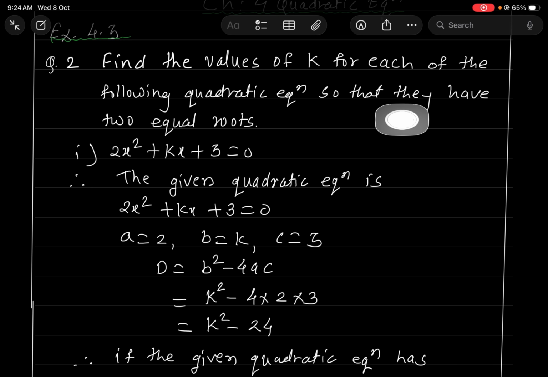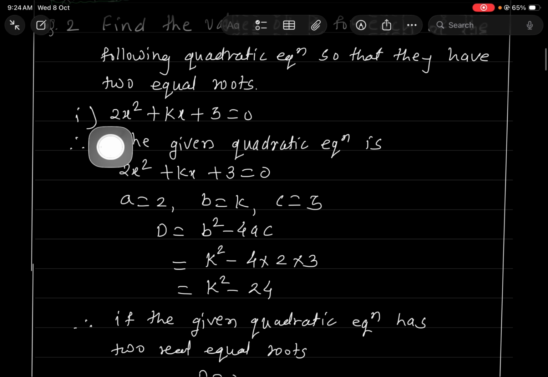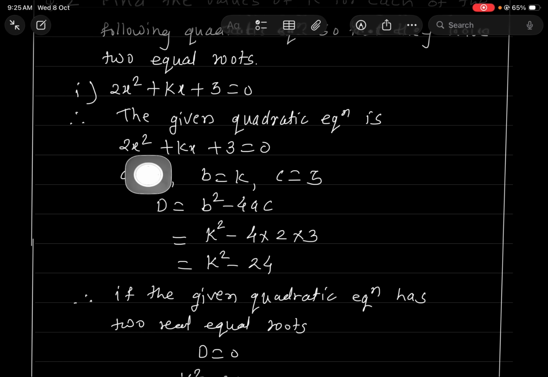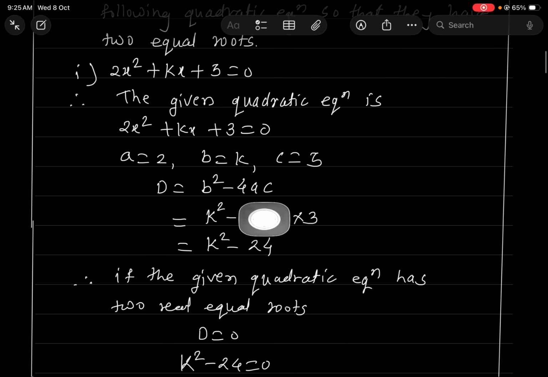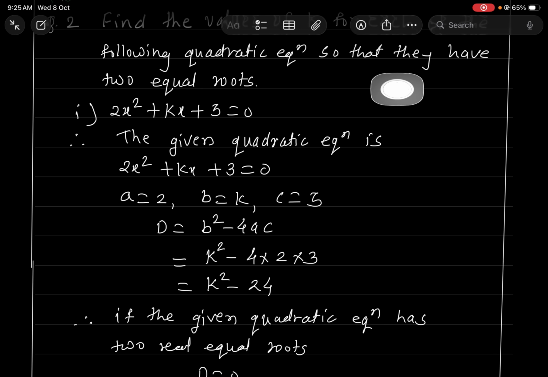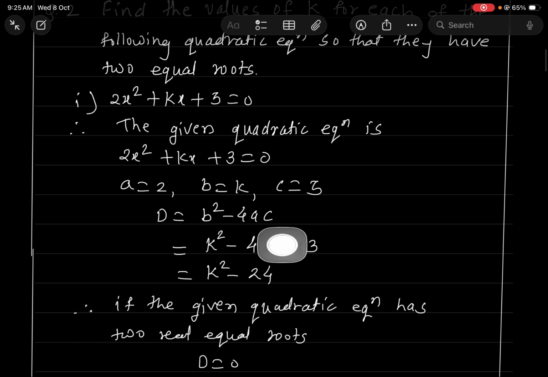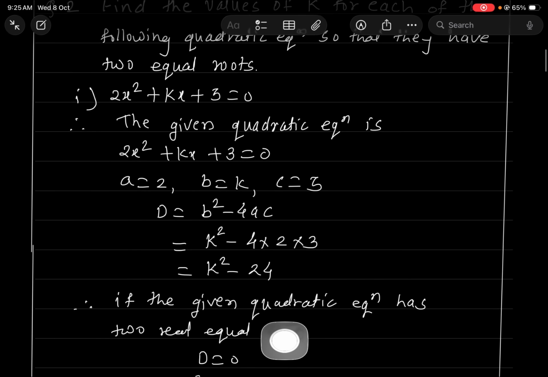We will use this while finding the value of k so that they have two equal roots. Now the first example: 2x square plus kx plus 3 equal to 0. The given quadratic equation is 2x square plus kx plus 3 equal to 0. Comparing with the standard form, a equal to 2, b equal to k and c equal to 3. Two equal roots means D will be 0.